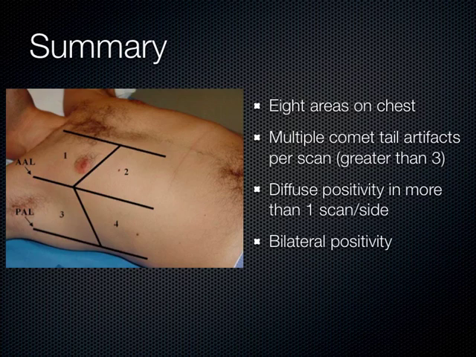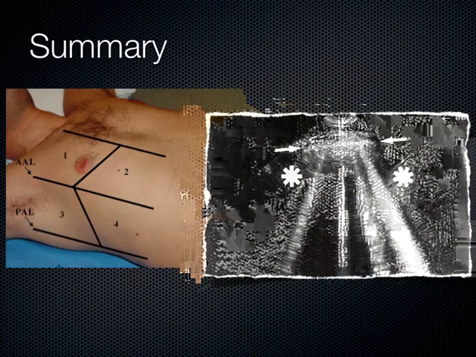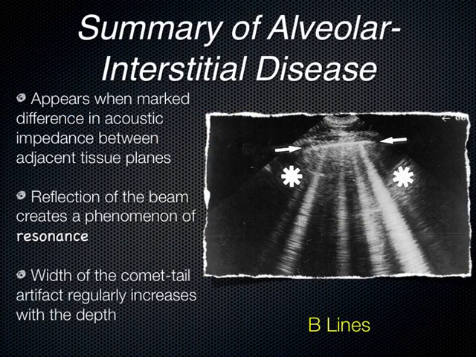And you want to look for, with pulmonary edema, you're expecting bilateral positivity. The stars represent the rib shadows. The pleural line is where the arrows are. Reminder that the comet tails are an artifact. They're just because there's resonance set up at that interface between air and water, that sound wave just reverberates infinitely and creates this vertical artifact.